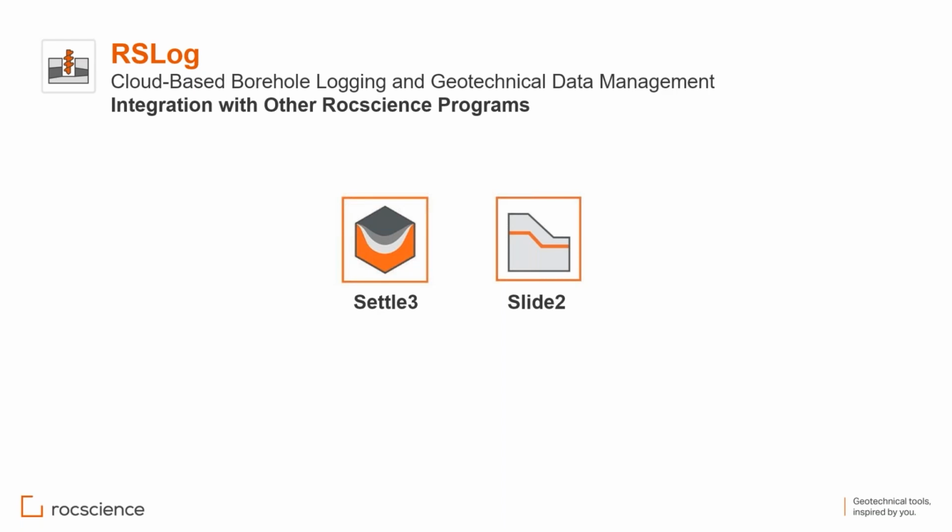Settle3 is our flagship settlement and stress analysis program. If you're not familiar with it, I absolutely recommend that you go download the program. It's very easy to use, and it has a lot of features. So with Settle3, you can directly import borehole data and their locations into your Settle3 model, and that will save a lot of time. With Slide2, which is our slope stability program, I'm sure a lot of you are familiar with it. If you design the cross-section in RSLog, then you can easily read that cross-section geometry from within Slide2. So that's a huge time saver. You don't need to redo it, recreate the slope model in Slide2.